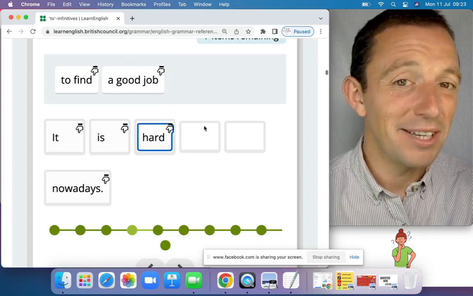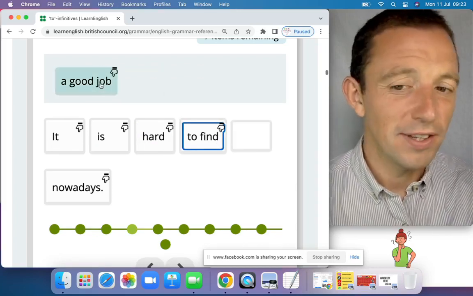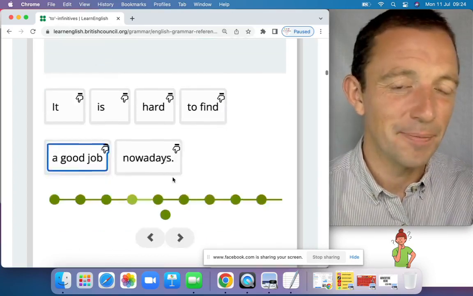After hard, we have the infinitive. It is hard to find what? A good job, adverb, nowadays. Okay, next.